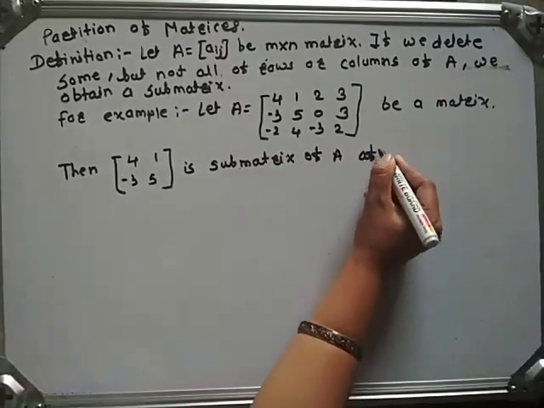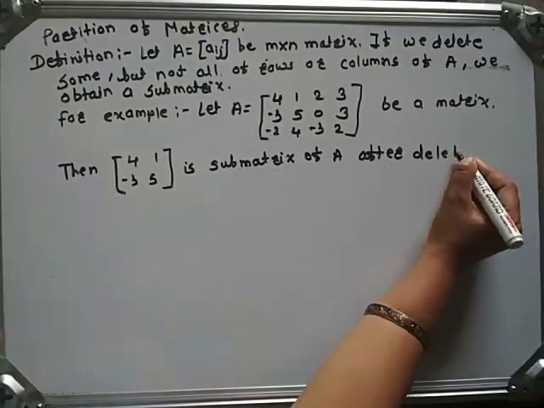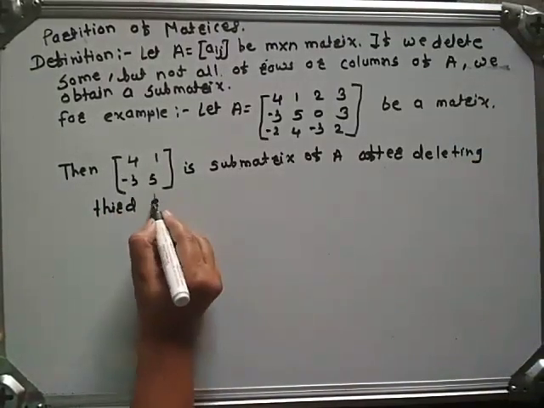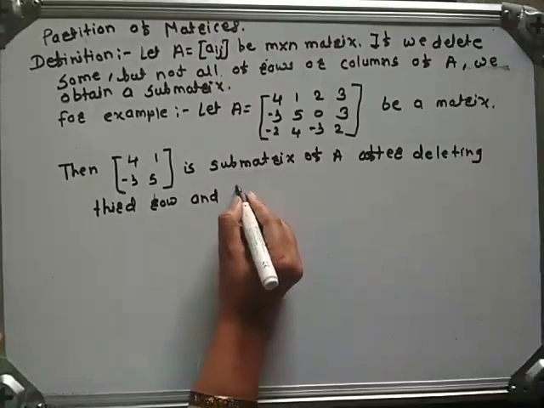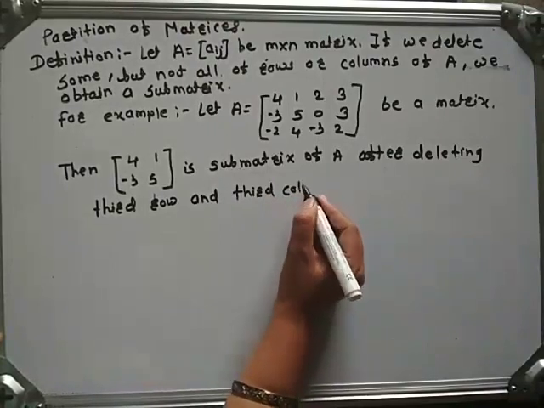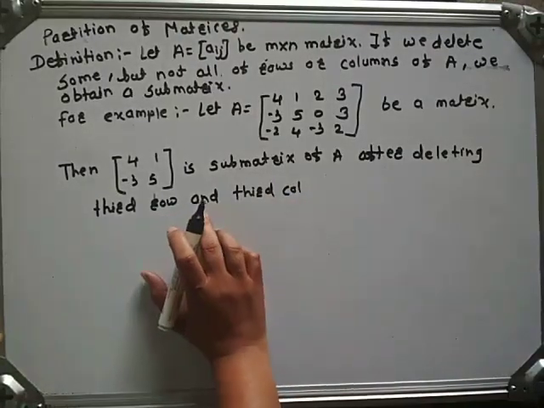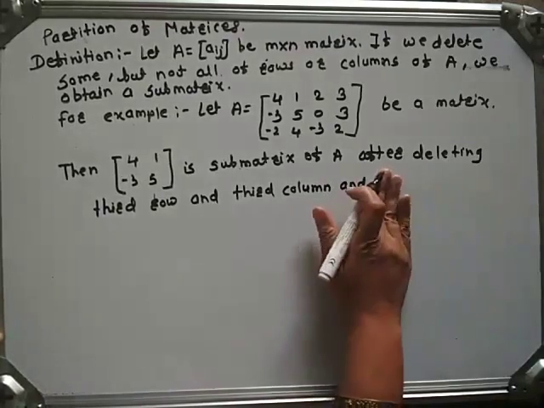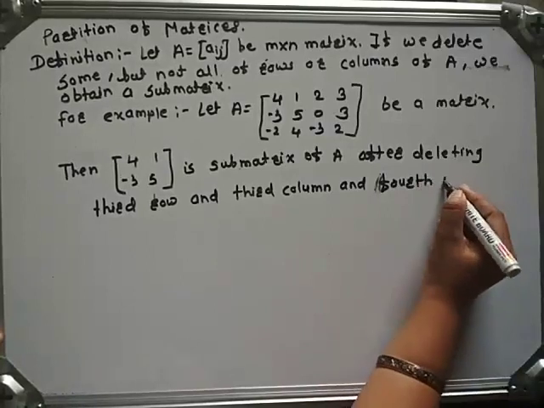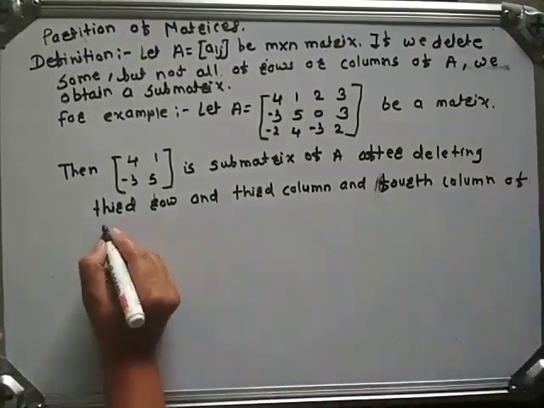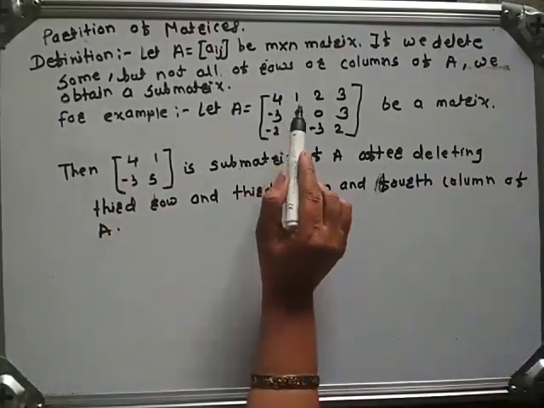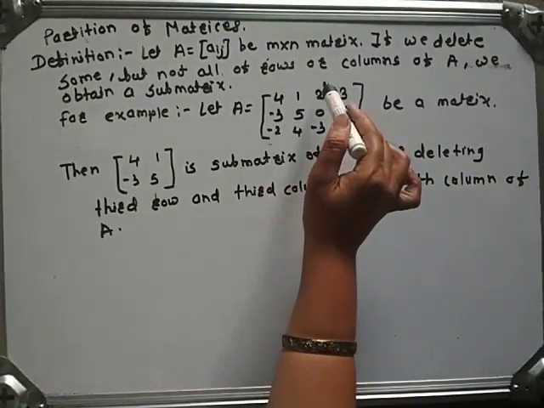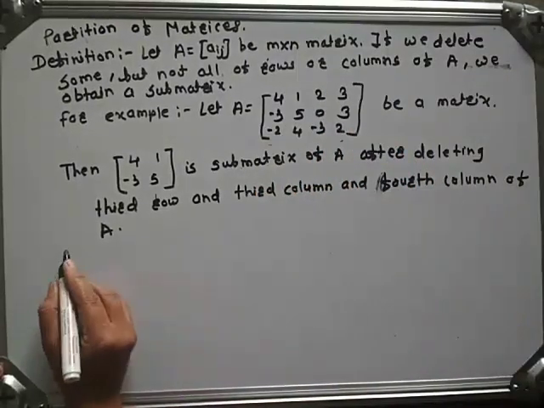Of A after deleting third row and third column, after deleting third row and third column and fourth column of A. See here, matrix 4 1 minus 3 5 is a submatrix of A. It is obtained by deleting third row, third column and fourth column of matrix A.